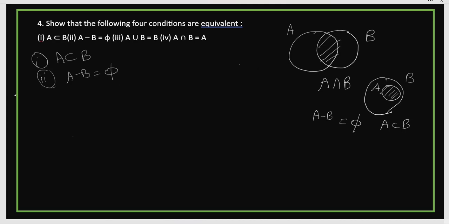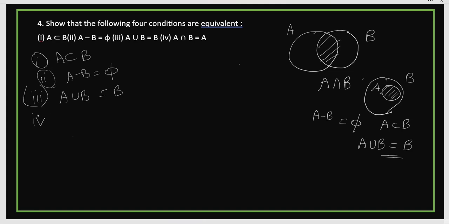One and the same. Third one, A union B. What is A union B? You can see A is inside B, right? All the elements of A, union with B. B has all the elements of A also. So A union B becomes B itself. That means A union B is A elements and all the B elements, but B has all the elements of A inside it. So A union B is B. This is also equivalent.